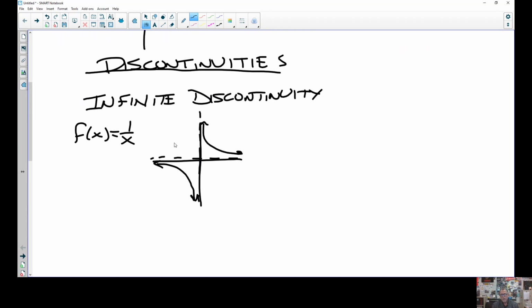So if I were trying to trace this from left to right, here I've got to stop, pick up my pencil, go across that discontinuity, and then start again. And I can then go towards positive infinity forever. So we say this has an infinite discontinuity at x equals 0, because at 0 we get an undefined value, so we had to pick up our pencil to go across that gap. So that is an infinite discontinuity.